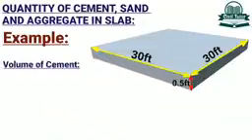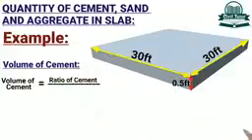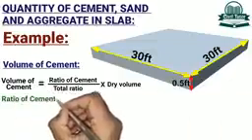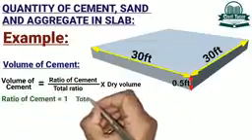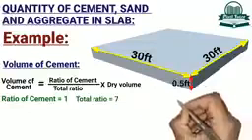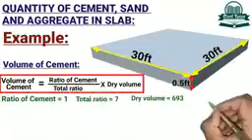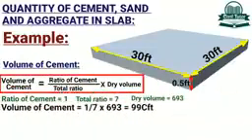Now to calculate the volume of cement, the formula used is ratio of cement divided by total ratio times dry volume of slab. While the ratio of cement is 1, total ratio is 7, and dry volume of slab is 693. So on substituting these values in the above formula, we will get volume of cement equal to 99 cubic feet.